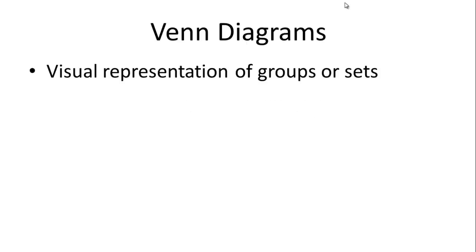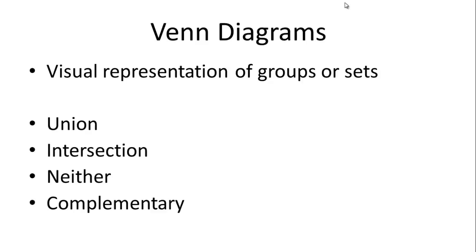In this video, we'll talk quickly about Venn diagrams. Venn diagrams are just a nice, quick visual way to represent groups or sets. Usually we just draw them as a series of circles. There are some new concepts: union, intersection, neither, and complementary. There are some symbols and notation that go along with those, and we wouldn't have come across those before, so it's going to be a bit of a new thing.